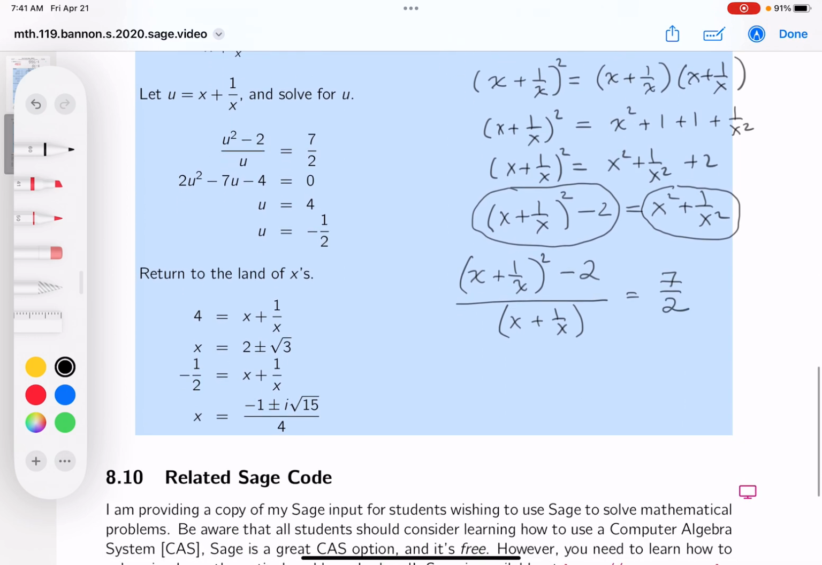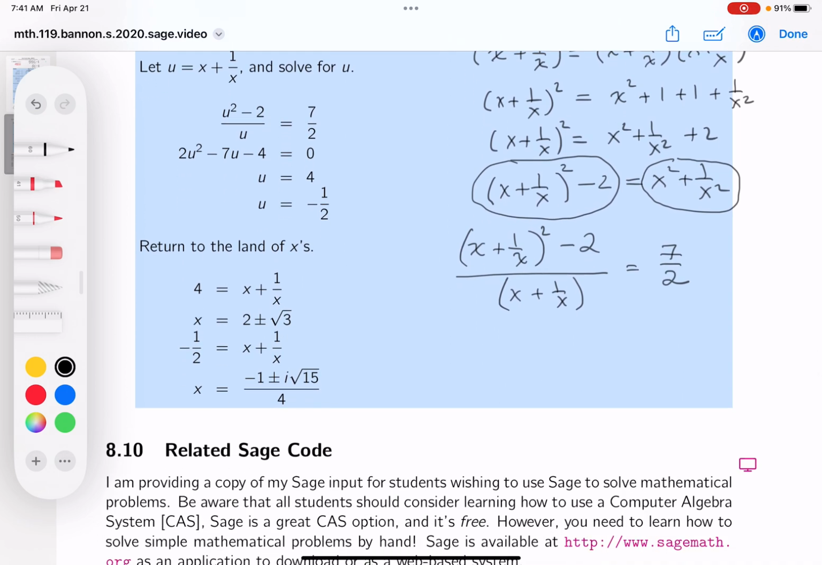All right? What I'm going to do now is make a substitution. I'm going to let u equal x plus 1 over x. What would you get? Let's write that down. You would get u squared minus 2 over u is equal to 7 over 2.